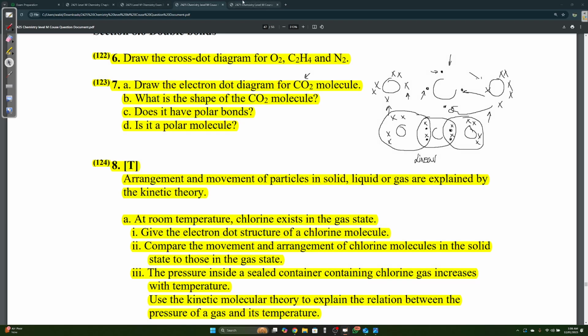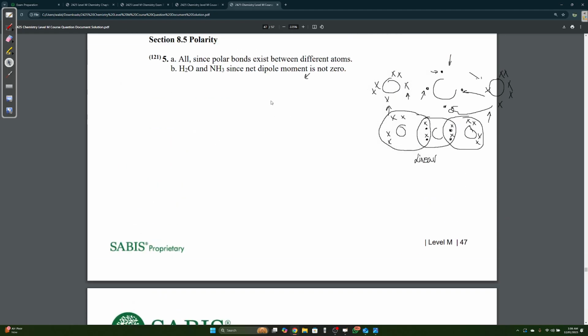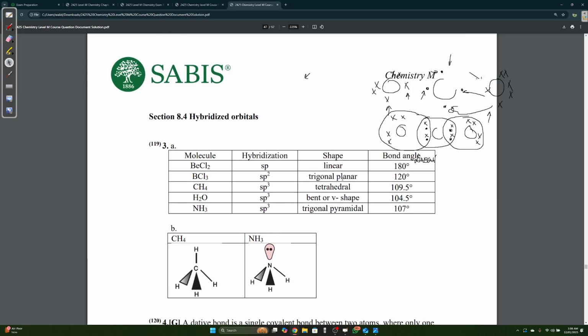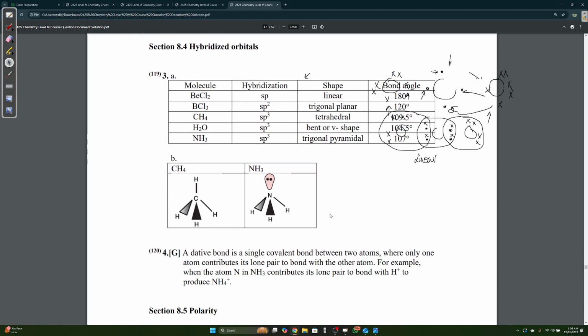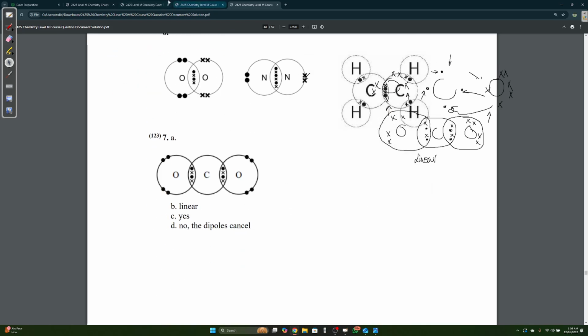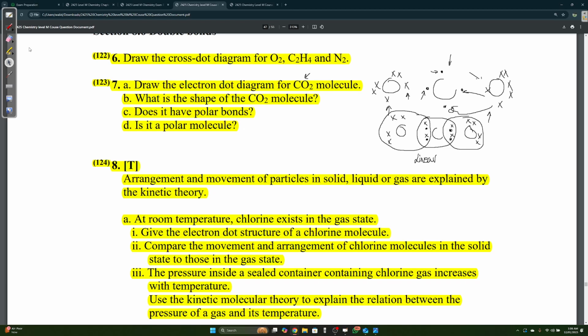If you want to look at all the shapes, up here, you have linear, trigonal planar, tetrahedral, bent or V-shaped, trigonal pyramid. But this one over here, it's obvious it's linear. Okay, I have no doubt about it. The shapes aren't required for us.